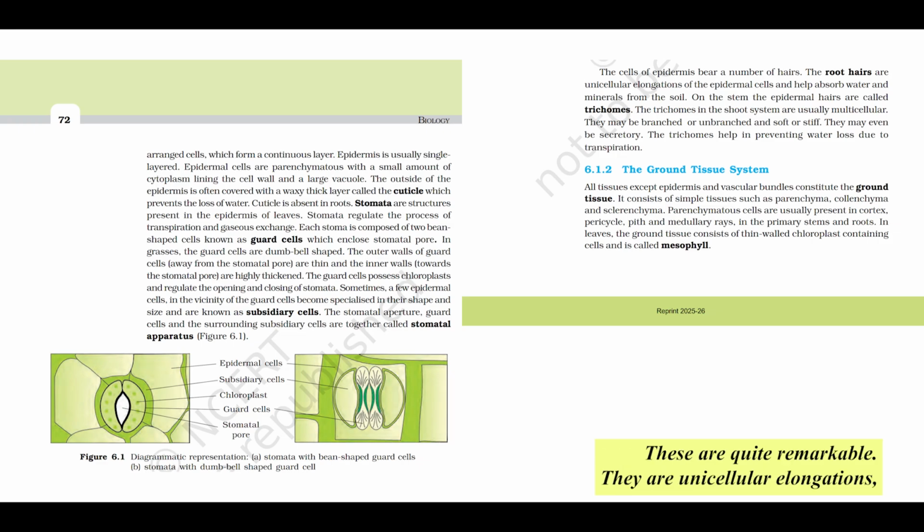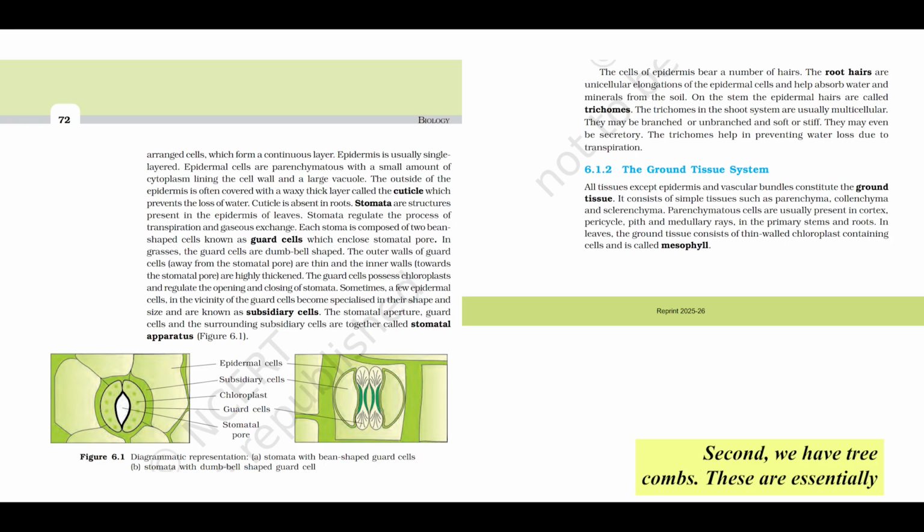They are unicellular elongations, just single-celled extensions of the epidermal cells in the roots. Their primary and absolutely vital function is to dramatically increase the surface area available for absorbing water and dissolved minerals from the soil. Honestly, without them, plants would really struggle immensely to take up enough resources. They are critical for the plant's growth and survival.